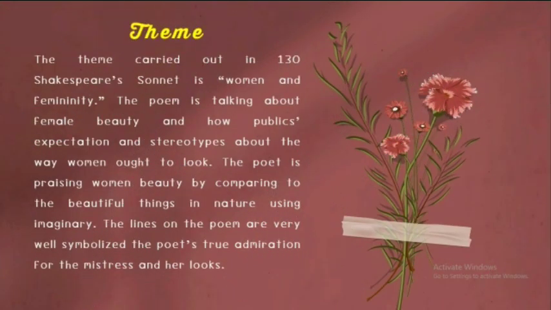The last one is theme. The theme carried out in Shakespeare's Sonnet 130 is women and femininity. The poem is talking about female beauty and the public's expectations and stereotypes about the way women ought to look. The poet is praising women's beauty by comparing it to the beautiful things in nature such as snow, roses, and so on, using imagery. The lines of the poem symbolize the poet's true admiration for the mistress and her looks.